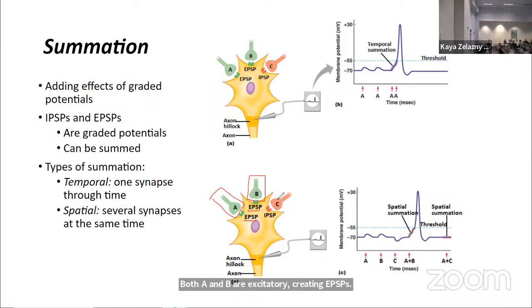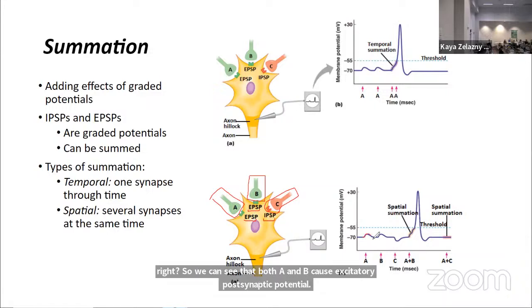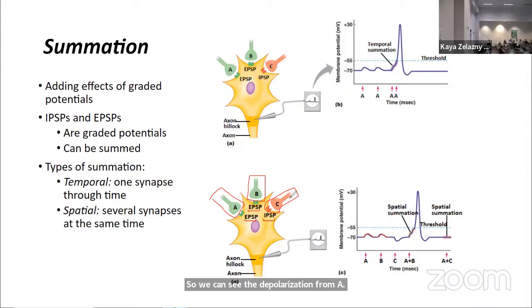We also have C converging here. So C is an inhibitory connection. So C here creates an inhibitory postsynaptic potential. Okay. So in this case, we'd want to know what each of these does independently, right? So we can see that both A and B cause excitatory postsynaptic potentials. So we can see the depolarization from A. We can see the depolarization from B. And then we can see that if C fires, gives off its neurotransmitter, this causes a hyperpolarization. So that's our inhibitory postsynaptic potential from C.